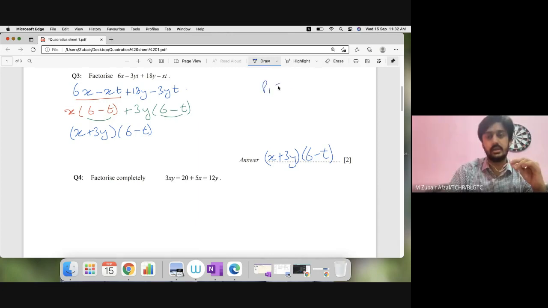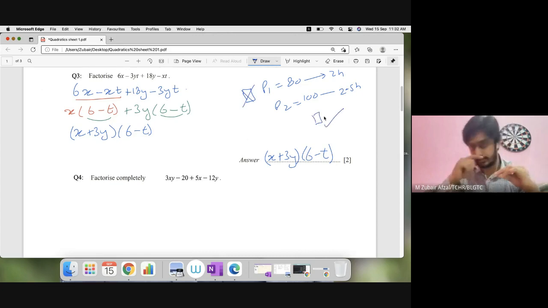Sir, how many marks is paper 1 and how many is paper 2? P1 is 80 marks, P2 is 100 marks, and P1 is 2 hours, P2 is 2.5 hours. P1 is no calculator, P2 calculator is allowed.